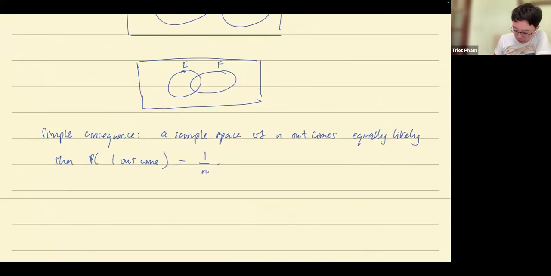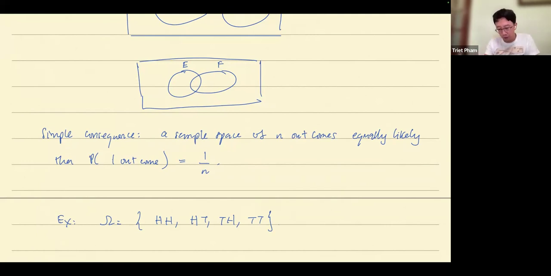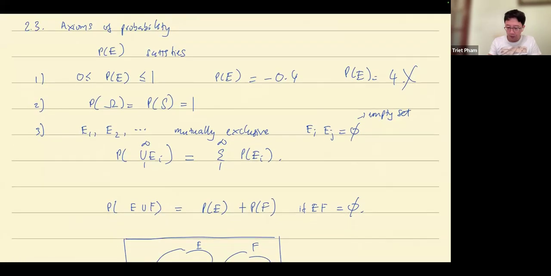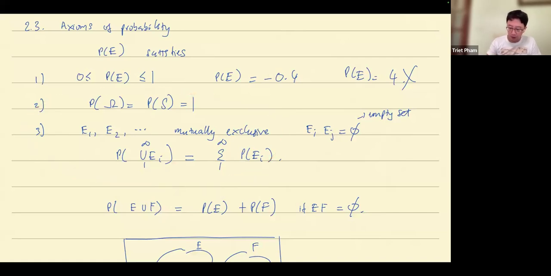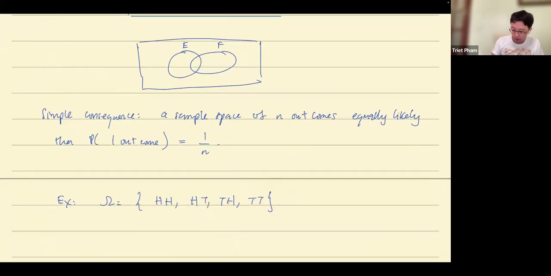For example, the one that we say: toss a coin twice. Head, head; head, tail; tail, head; tail, tail. Then the probability is 1/4. Now, where this comes from is the only thing I want to say. It comes from the axioms of probability. It's actually 2 and 3. How? The reason is this: if we look at P of this omega, which is 1, this is axiom number 2.